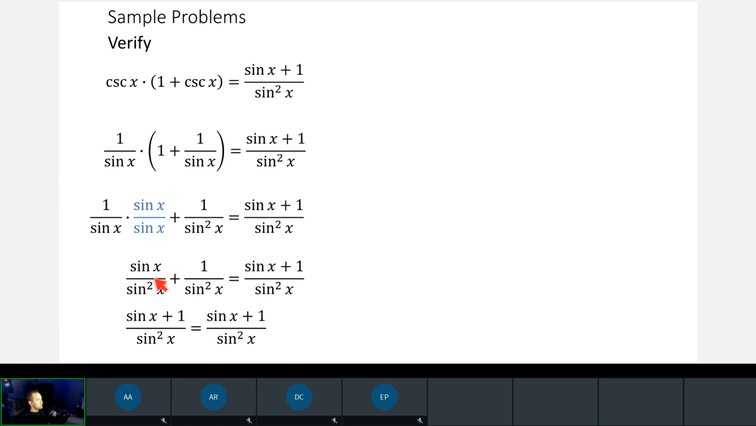1 times sine of x is sine of x. Sine of x times sine of x is sine squared of x. This carries down. And now because they match, I can now combine them. So I have sine of x plus 1 in the numerator all over your common denominator, which is sine squared of x, and then we're done. So that goes back to middle school math. And if your teacher allowed you to use calculators to do math, they did you a disservice in middle school, in my opinion.